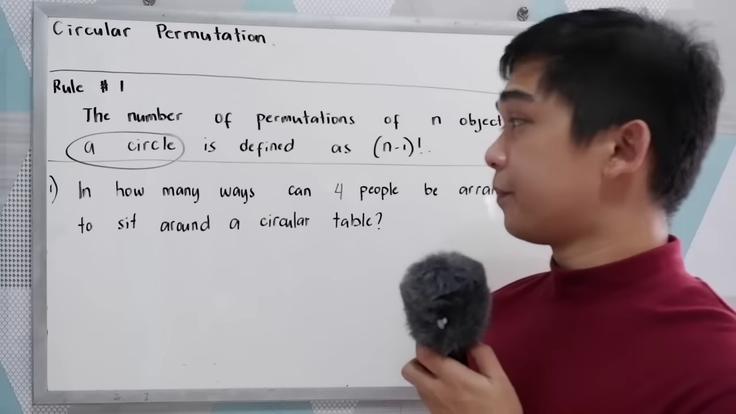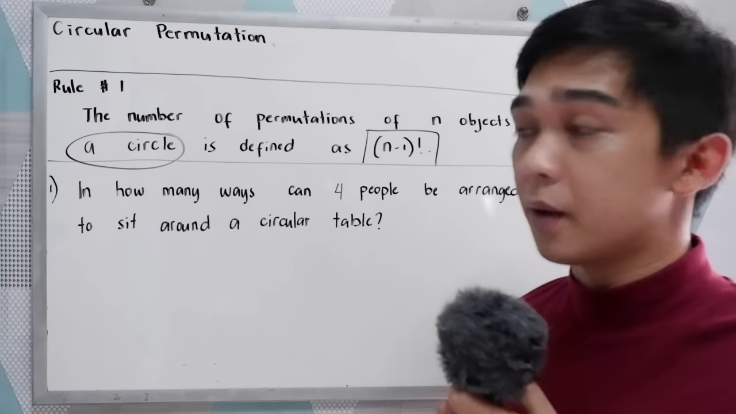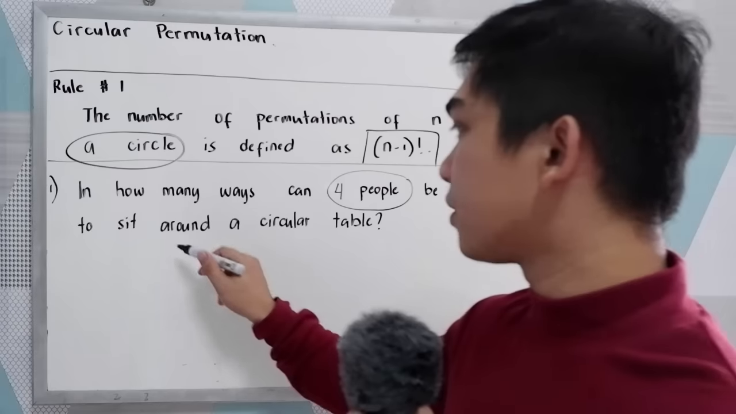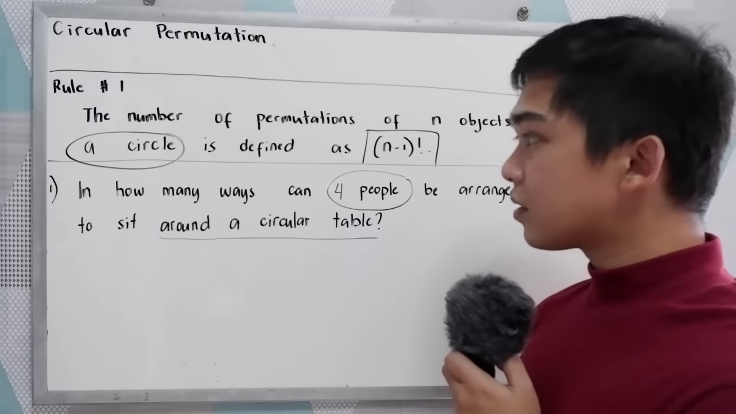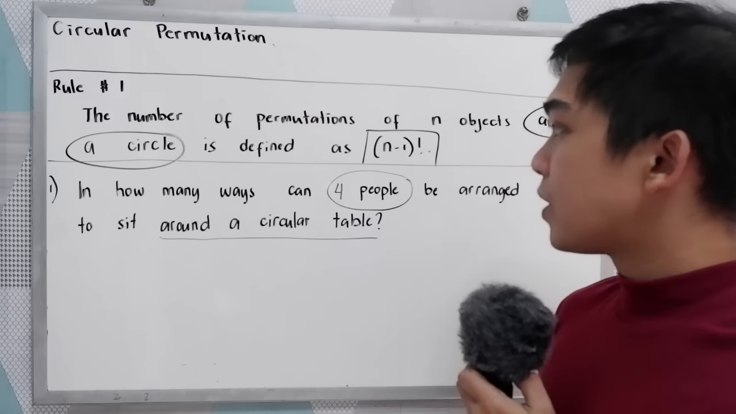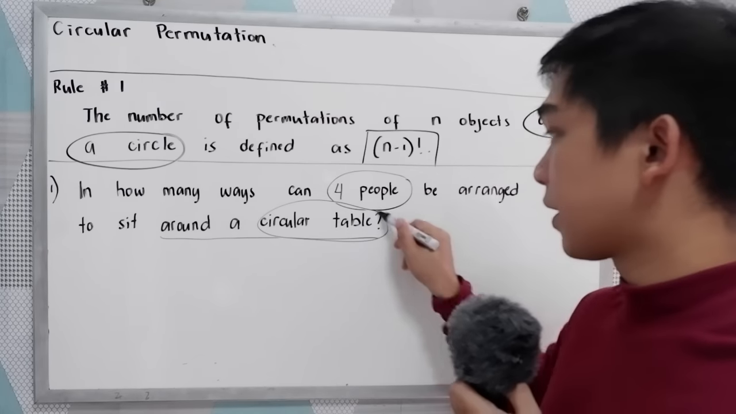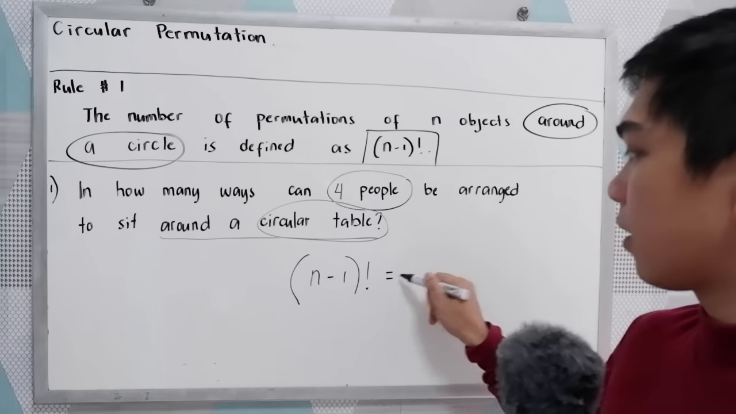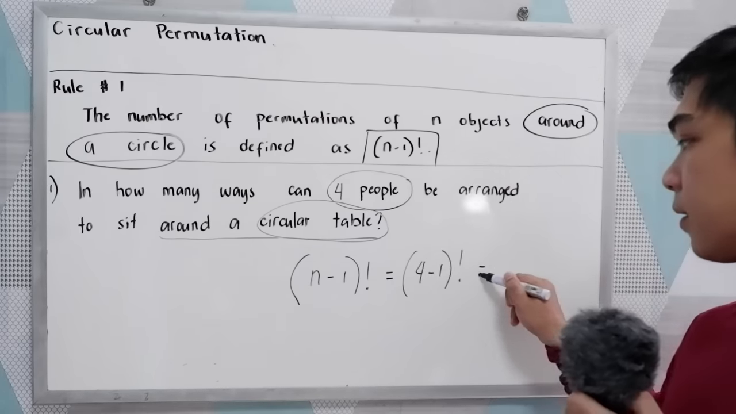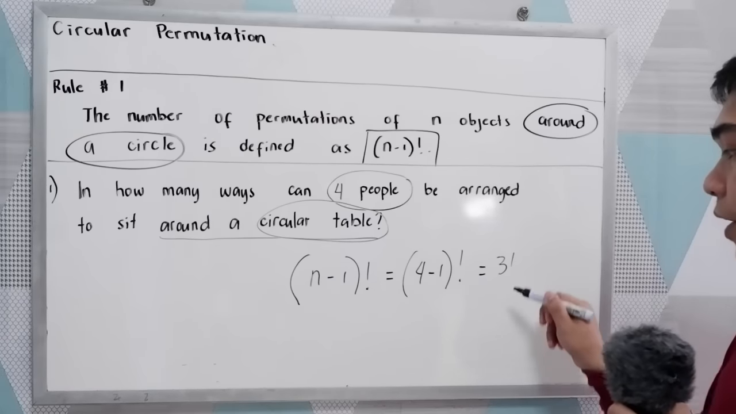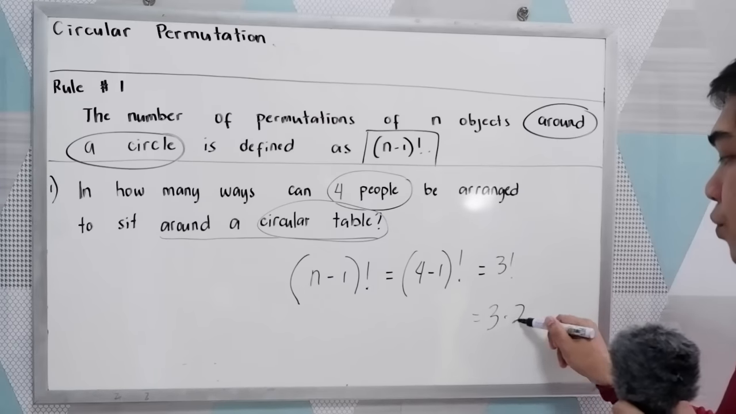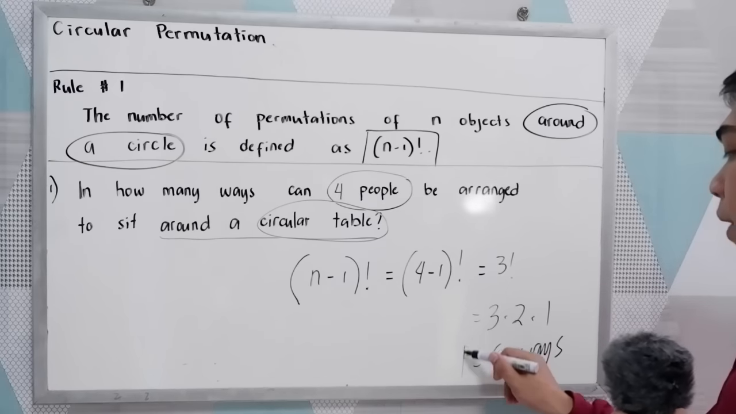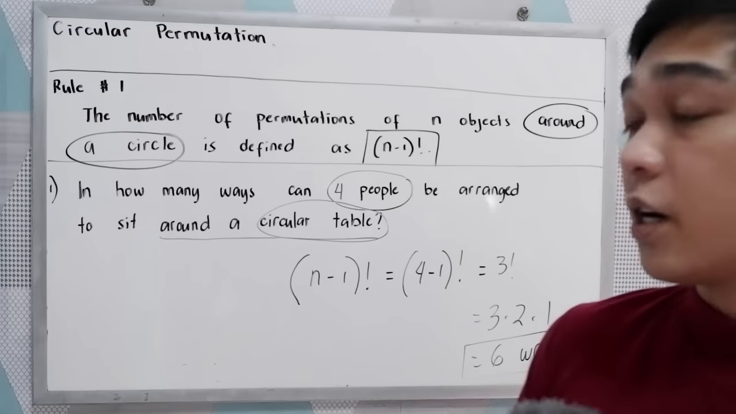Now let's have our example number 1. So take note of our formula, n minus 1 factorial. In how many ways can 4 people be arranged to sit around a circular table? Notice in our problem, we need to arrange 4 people in a circular manner. So we have n minus 1 factorial, or 4 minus 1 factorial. That is 3 factorial, and 3 factorial is 3 times 2 times 1, which is 6. So there are 6 possible ways to arrange 4 people at a circular table.